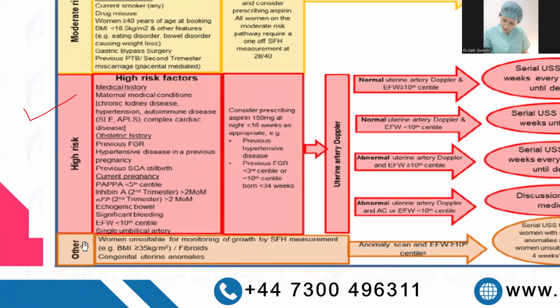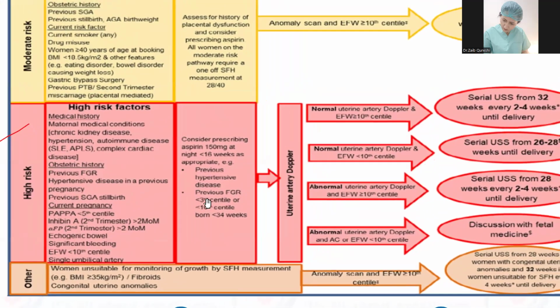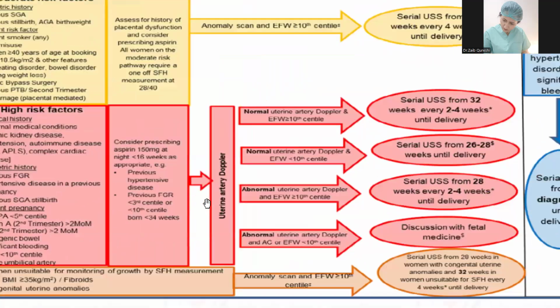Then the last category, like I have said earlier, in the previous guideline, extremes of weight were in the moderate or the high risk category, but now underweight is in the moderate risk. However, women who are unsuitable for monitoring of the growth by symphysiofundal height measurement, for example, if their BMI is more than 35 kilogram, or if the pregnancy is complicated with fibroid or any congenital uterine anomaly, or even ovarian cyst as well, in which we cannot predict that this woman can be at risk of development of SGA.